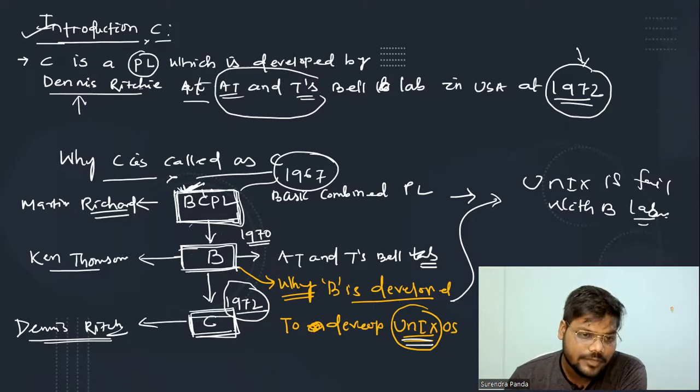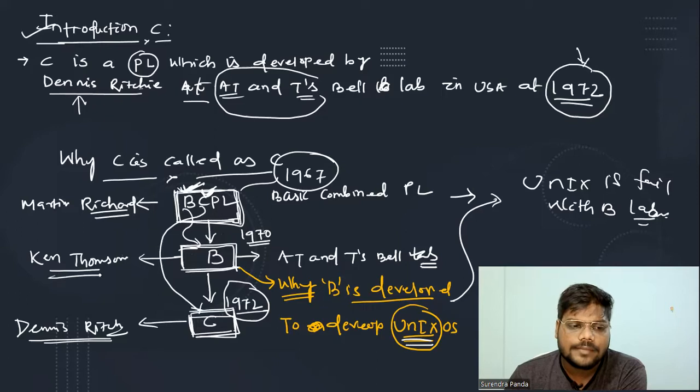Then Dennis Ritchie inspired this name C. That means the C comes from here, and B comes from here. Ken Thompson created B, and Dennis Ritchie created C. Okay, clear.